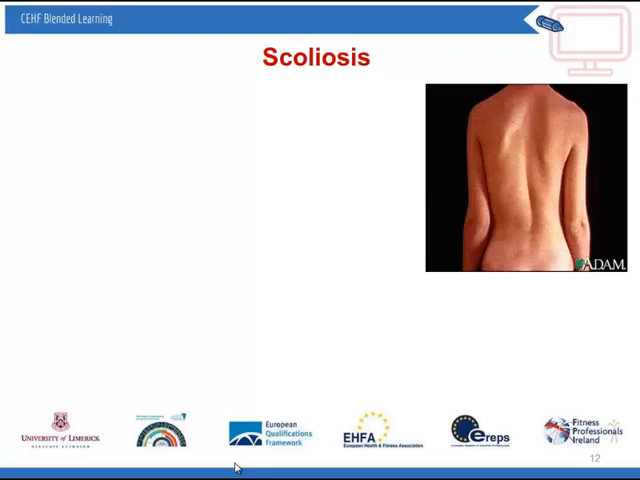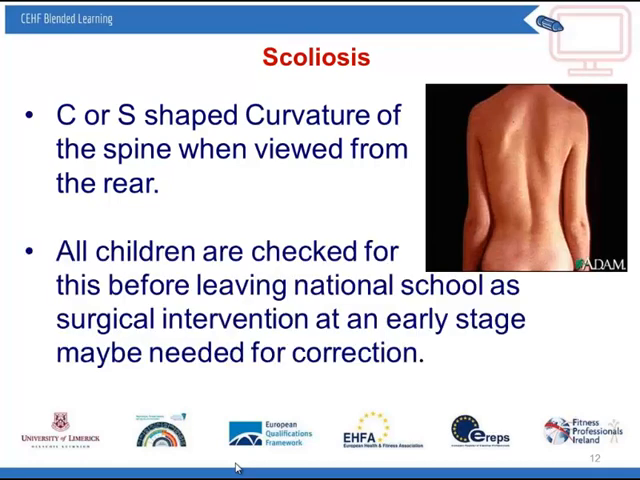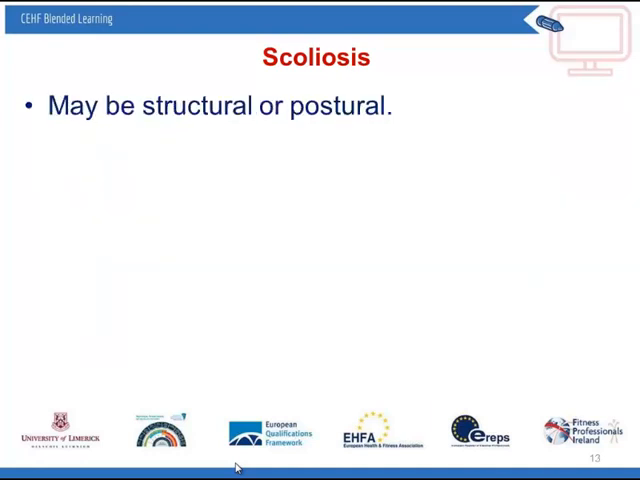Scoliosis. Scoliosis is a C or an S-shaped curvature of the spine when viewed from the rear. Scoliosis is more commonly a structural defect, so for this reason all children are checked for it before they leave national school, because in order to correct it, surgical intervention needs to be carried out at an early stage. However, it can also be postural.